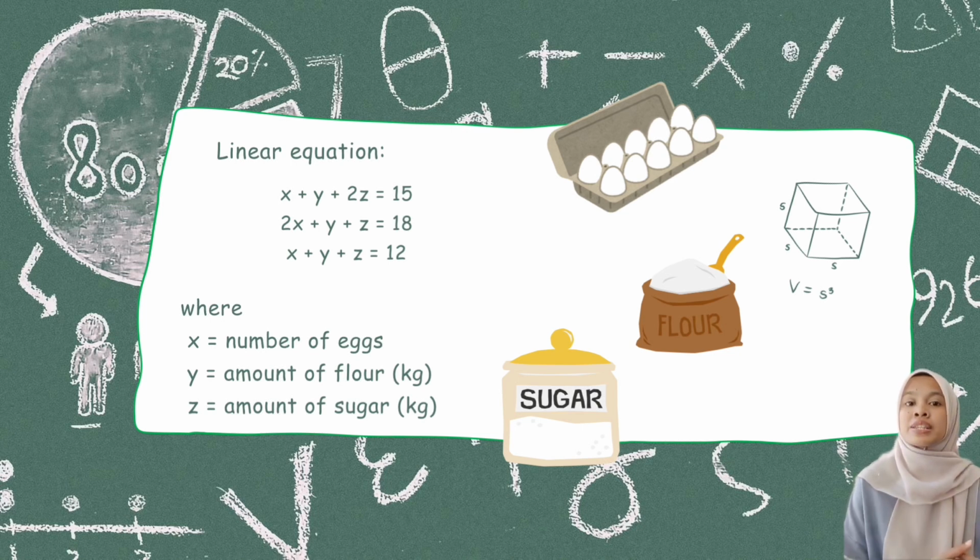Here, x represents the number of eggs, y represents the amount of flour in kilograms, and z represents the amount of sugar in kilograms. The system of equations is: x plus y plus 2z equals 15. Number 2, 2x plus y plus z equals 18. And the last one, x plus y plus z equals 20.